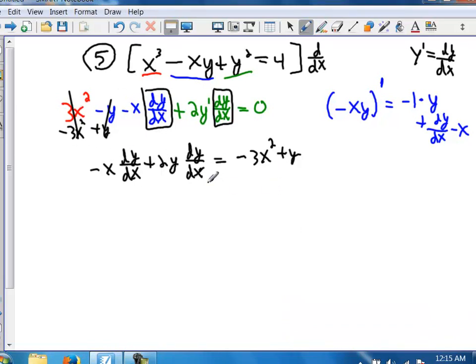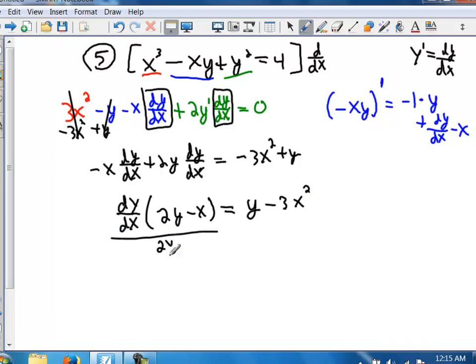Now here's the thing. We want dy/dx, so I'm going to take the dy/dx out, like so. And I'm going to change the order because it makes it look a little bit nicer. And now we need to get dy/dx alone, so we need to divide by this right here. This is the example that we didn't quite get to in the other class on Friday, I believe it was. Now we have dy/dx.